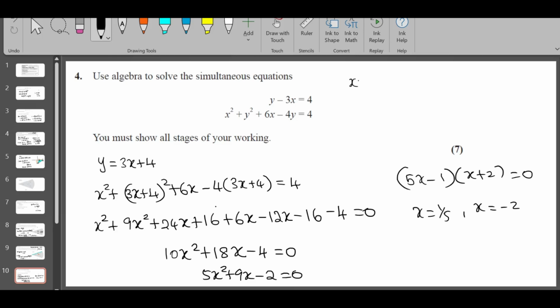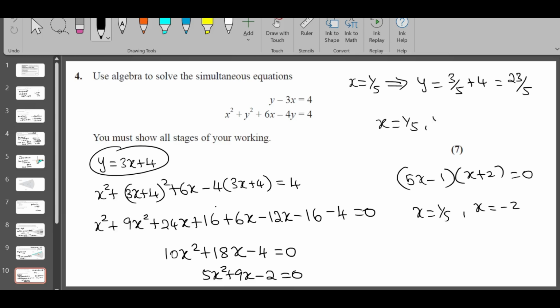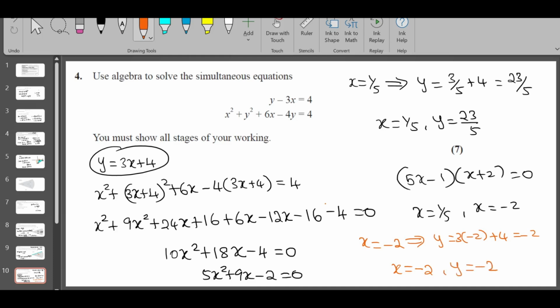So write, when x is 1 over 5, sub in here, y is 3 over 5 plus 4, which is 23 over 5. So x is 1 over 5, y is 23 over 5. And then when x is minus 2, y is 3 times minus 2, minus 6 plus 4 is minus 2. So x is minus 2, y also minus 2. That's all. It's a whopping 7-mark question.